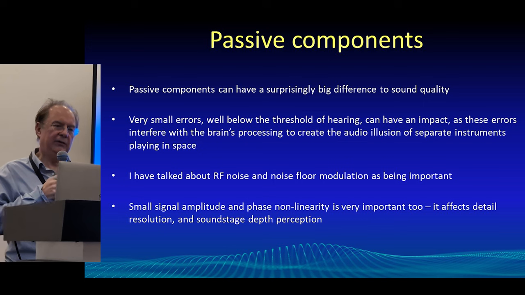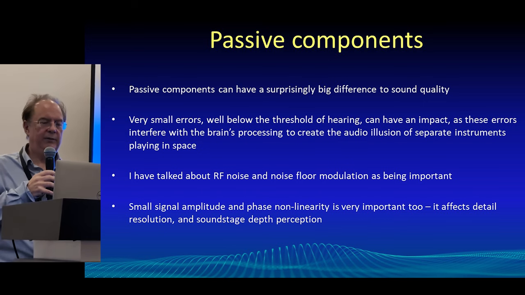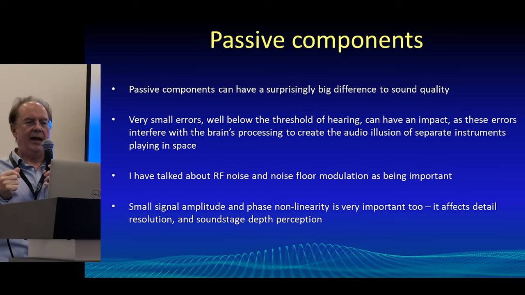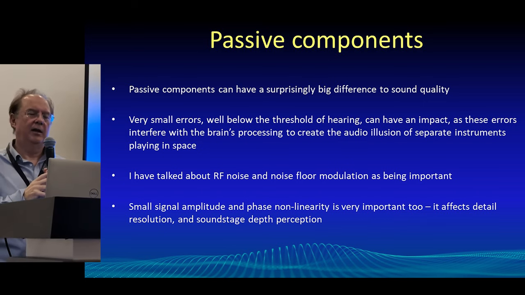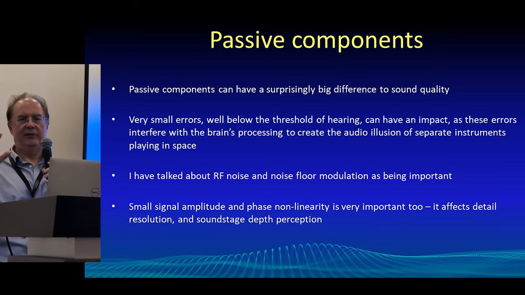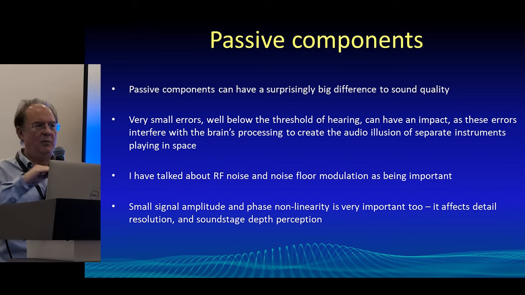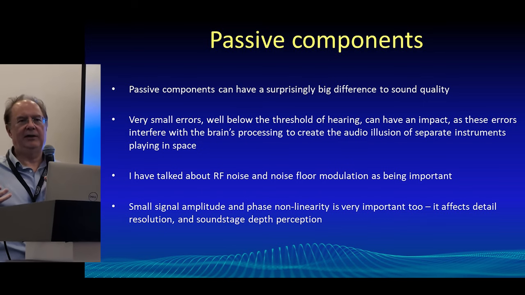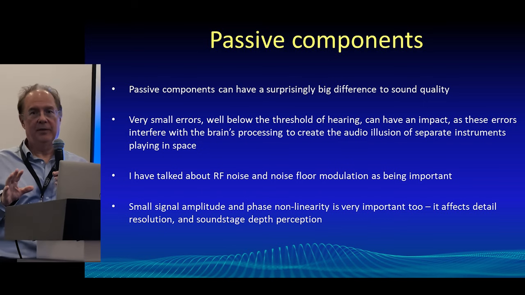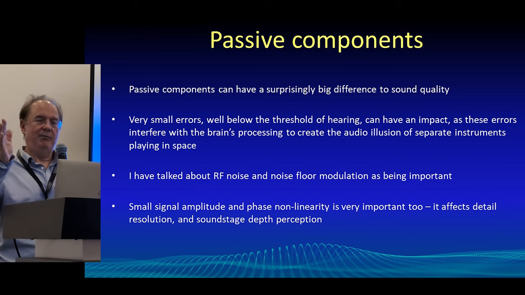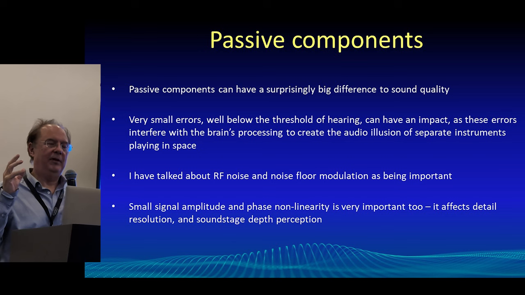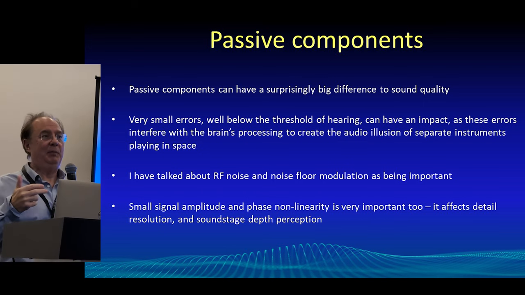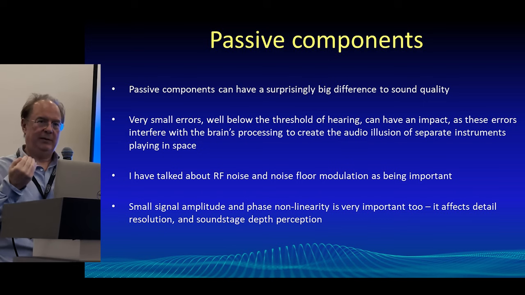The other aspect that applies to passive components is small signal amplitude and phase nonlinearity. What do I mean by that? Imagine we have a signal at minus 60 dB, and then we make that signal minus 120 dB and measure the amplitude. What will happen inside a real product or a DAC is that your minus 120 dB won't be minus 120 dB, it'll be minus 121 or minus 119. There'll be an amplitude error. There'll also be a phase error, so that if you did the phase shift at minus 60 dB and then measure the phase shift at minus 120 dB, it can be different. These two effects, a phase shift with amplitude and your amplitude not being correct, has a big impact in terms of sound quality, in terms of depth perception.